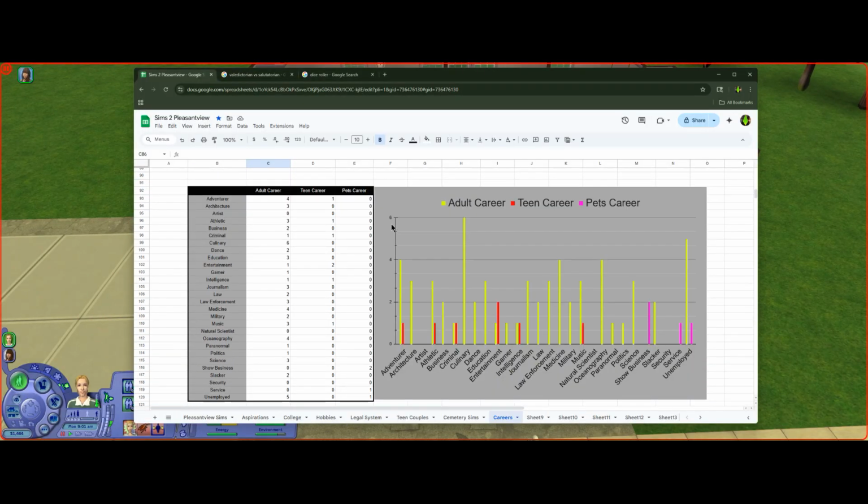So after that, we come down here, and of course we have our charts. On our adult careers, I have a list of all the careers right here, and how many adults and teens and pets are employed in that career. And it's going to be showcased right here. As you can tell, culinary has the most Sims of employment in it. And in entertainment, I need to add 2 to that. So entertainment went up here.